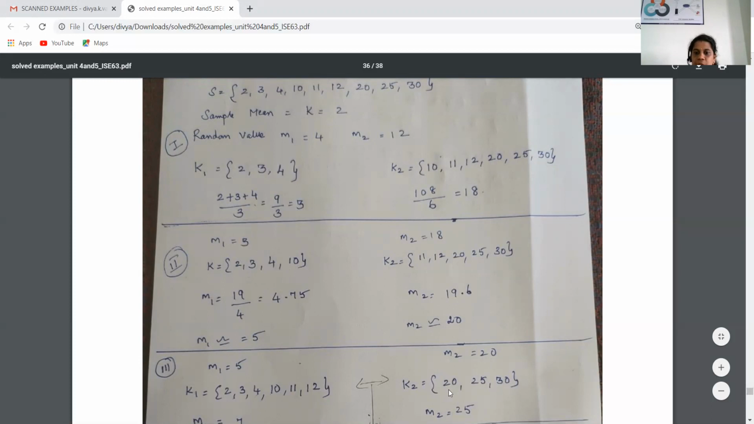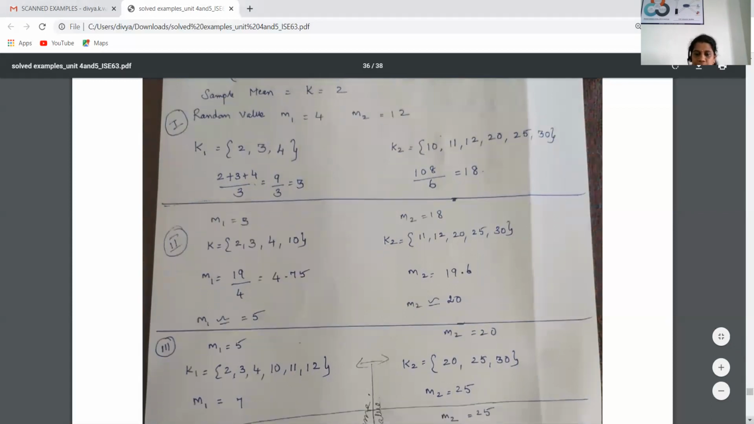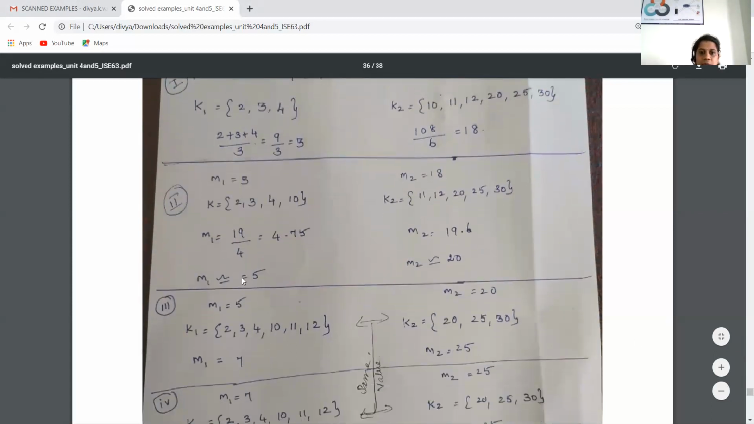Similarly, take K2. So here I'm taking 20. If I take the point 20 or 25, 25 is nearer to 20 than to 5. Similarly 30 is near to 20, not near to 5. So I'm rearranging the cluster accordingly. You can see that previously the first cluster was 2, 3, 4, 10. Based on the mean value 5, the cluster is rearranged as 2, 3, 4, 10, 11, 12. Similarly, previously the second cluster was 11, 12, 20, 25, 30. Now, according to the new mean value 20, it is rearranged as 20, 25, 30.